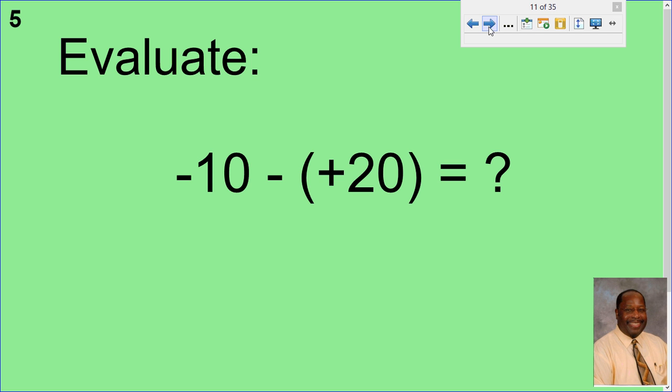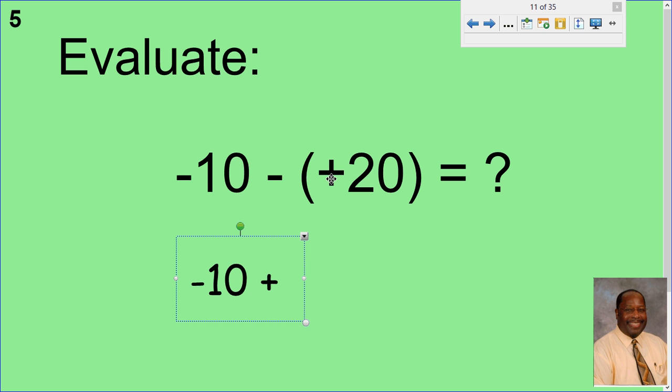So here's a question. Evaluate negative 10 minus positive 20. So the first thing we should do is change this problem to an addition problem. So I'm going to make this a plus. The first term, negative 10, stayed the same. I didn't do anything to it because the rule said it's the second term, the second number, that gets changed to its opposite.